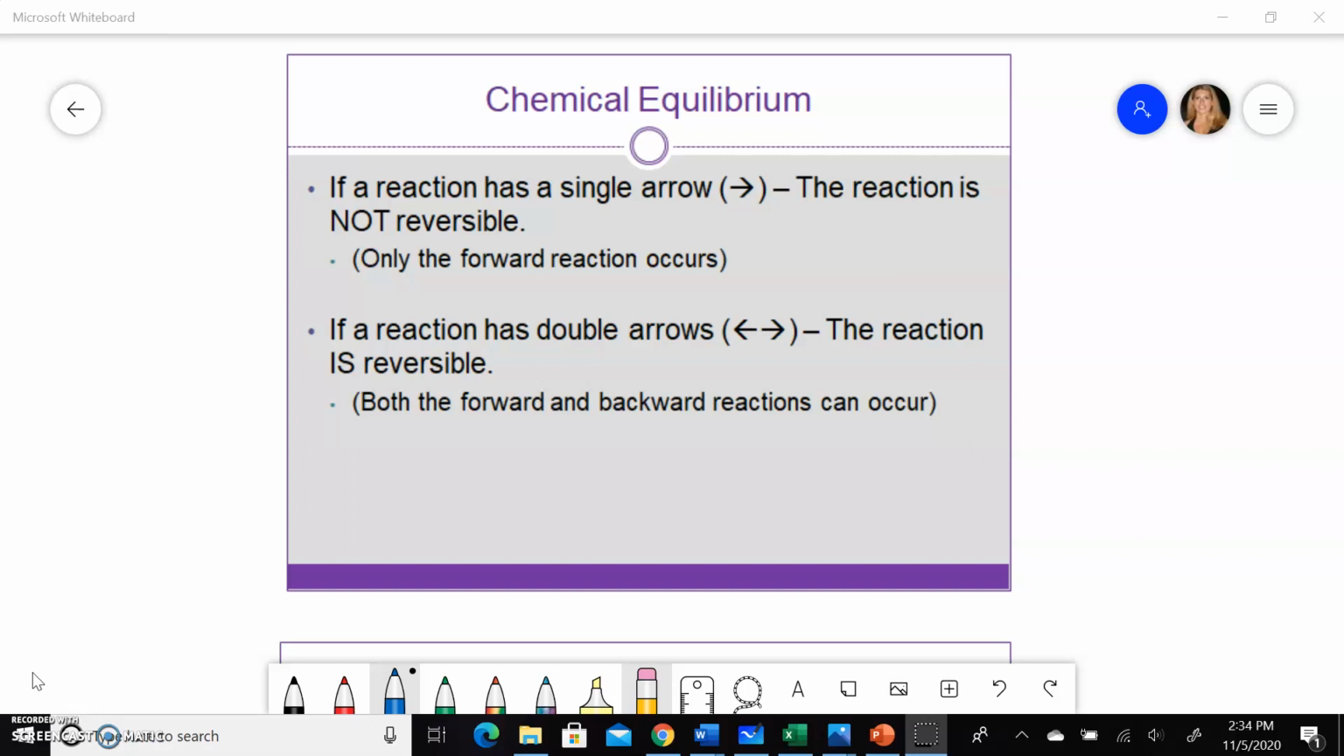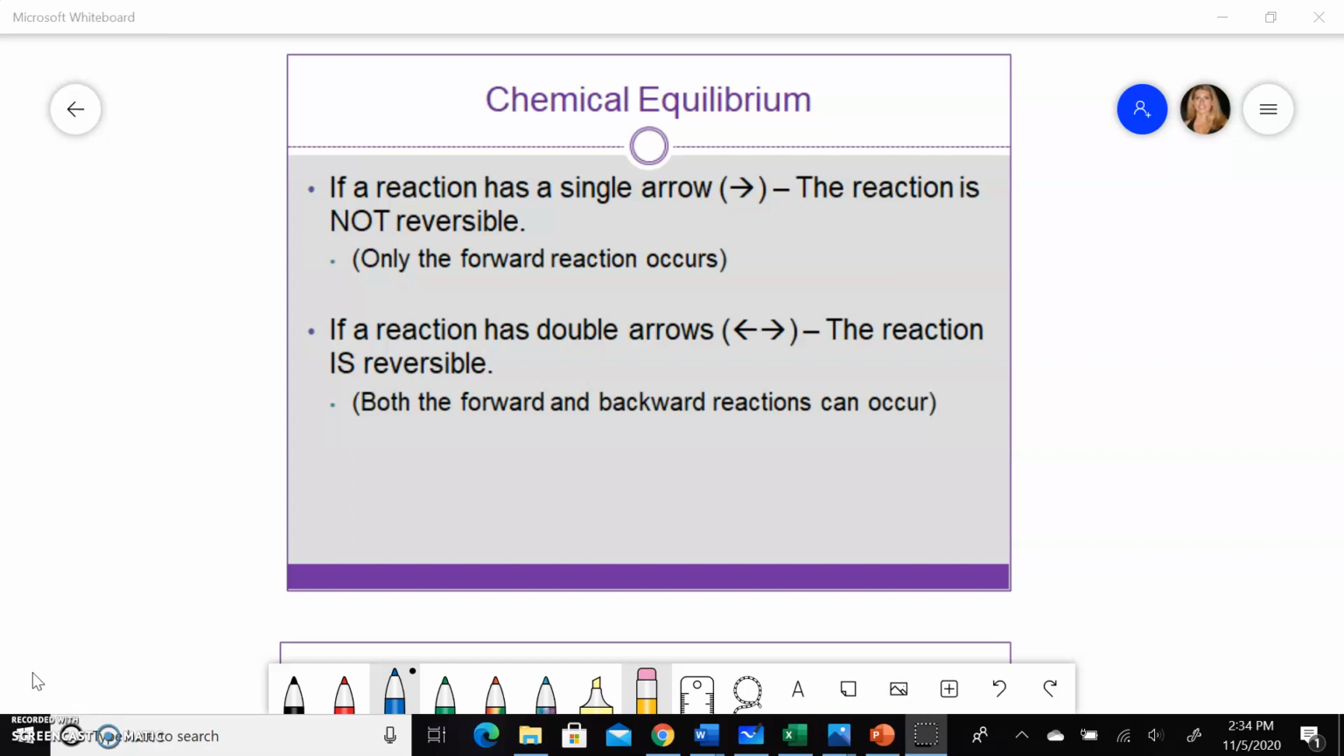So first of all, if you see a forward arrow, what that means is that the reaction is not reversible. So there are certain reactions, like exploding something, that you can't make it go backwards. Or baking brownies. If you really like brownie batter, you can't unbake the brownies and get them back into batter.